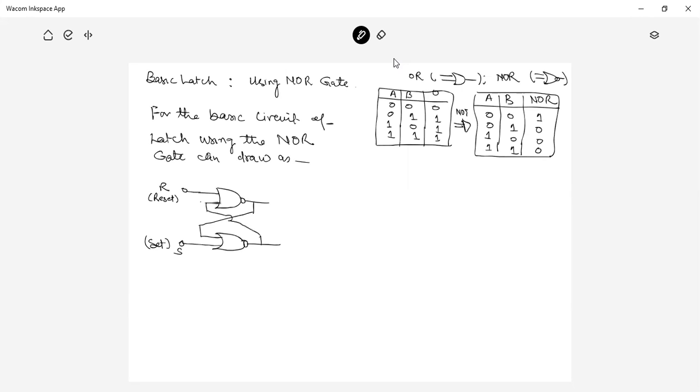This is the latch. If it is represented as Q, then this is Q bar. Q bar is the complement of Q. Now, we see the truth table.